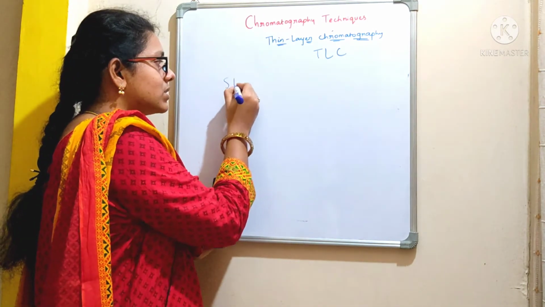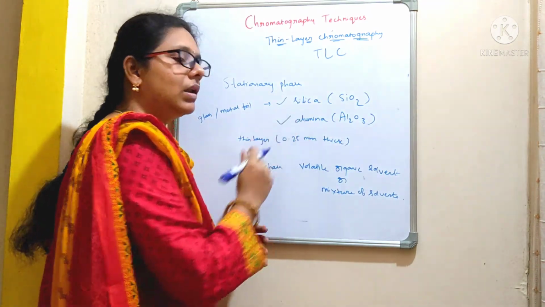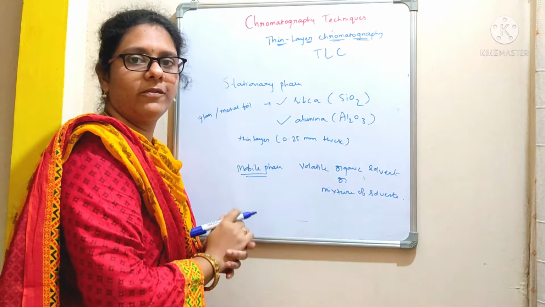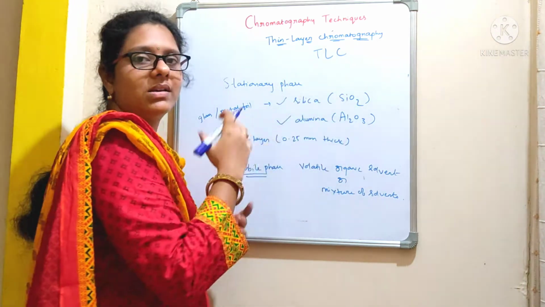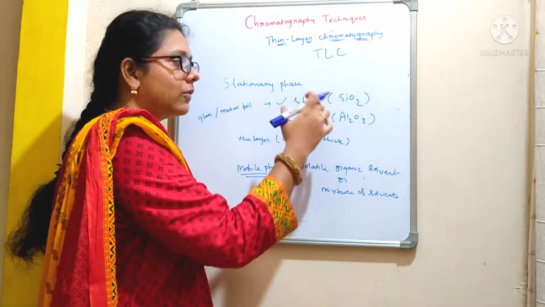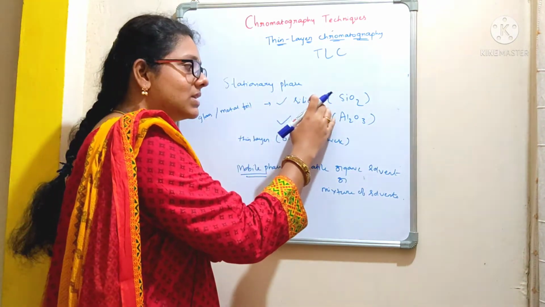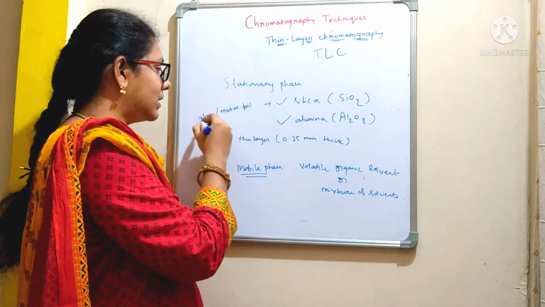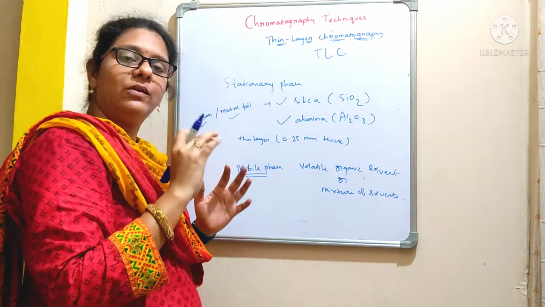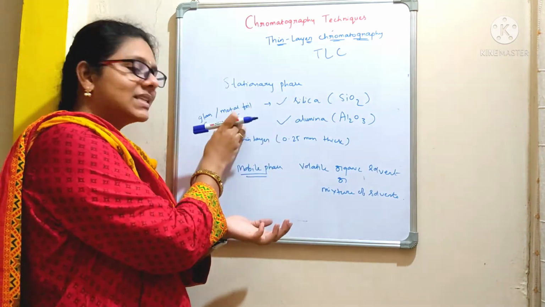So what is the stationary phase here? We can use either silica or alumina powder as a stationary phase, which will act as an adsorbent here. We can go with either of the options, okay? And we are going to coat this silica or alumina onto a supporting material. We can use either glass or metal foil. We are going to make a thin layer of silica onto this glass slide.